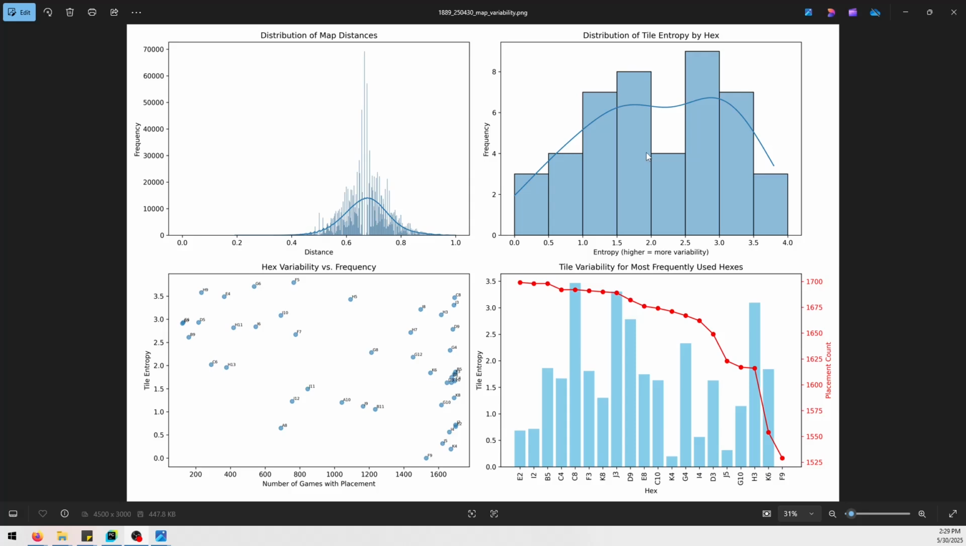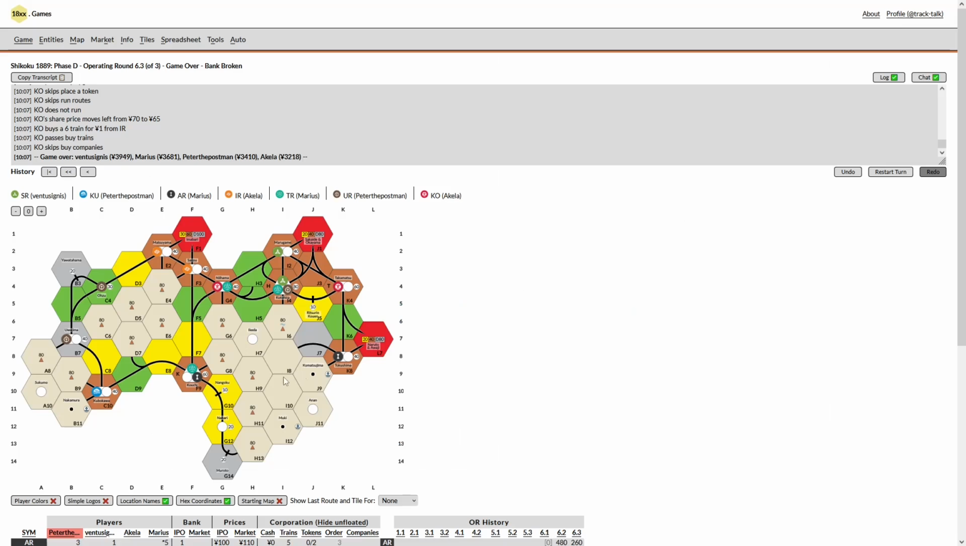So if we look at some of the interesting tiles here in the map, we can see that, for instance, C8 has a lot of variability and it's also very frequently placed. So if we look at what C8 is on the map, it is this tile here. So it's going to be placed in almost every game, but you can imagine the number of tiles that this can upgrade to is going to be quite high.